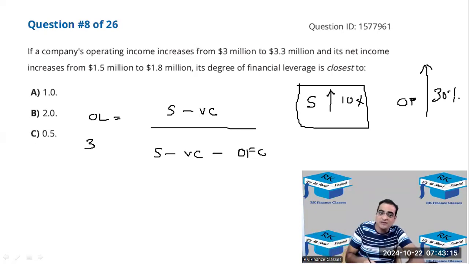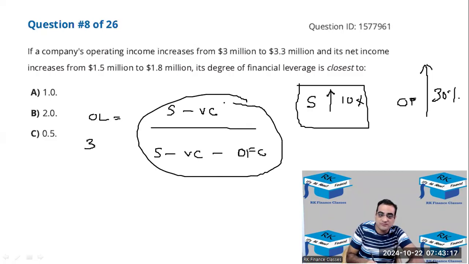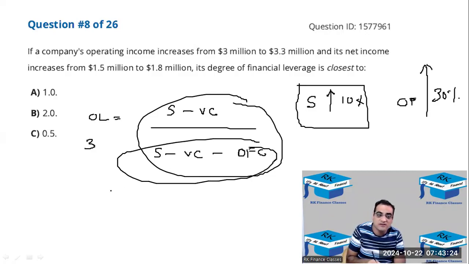That is what is measured by operating leverage. And how do you calculate operating leverage? This formula. Sales minus variable cost divided by sales minus variable cost minus operating fixed cost. ये नीचे वाला चीज को also बोलते हैं operating profit. Is also called as operating profit. Okay. Now let's come to this question, degree of financial leverage.